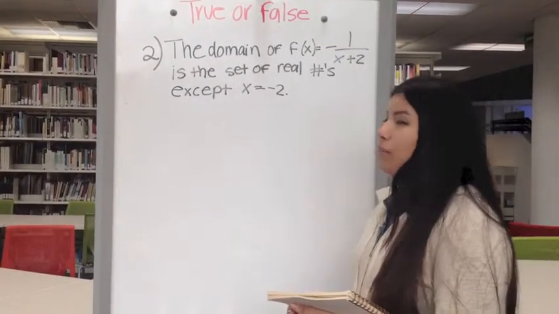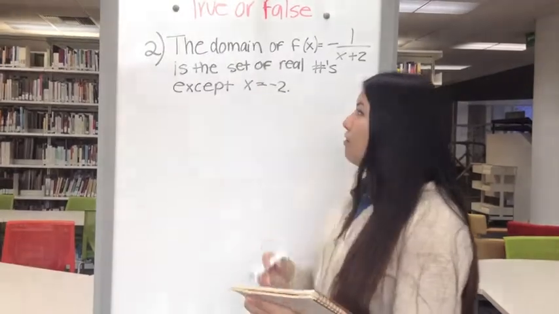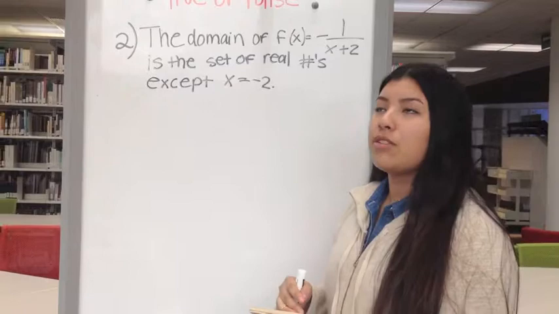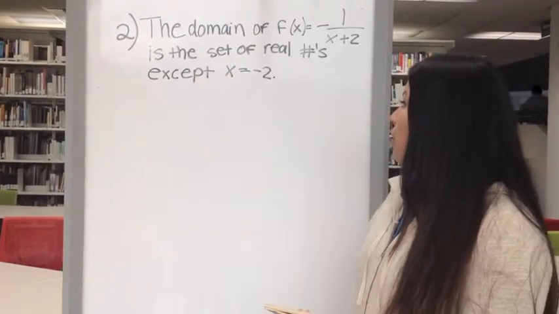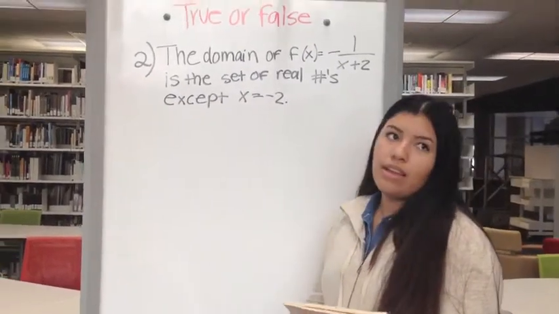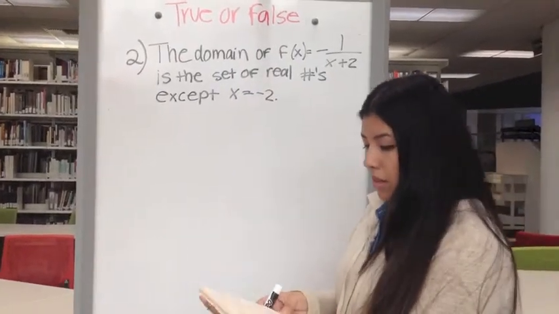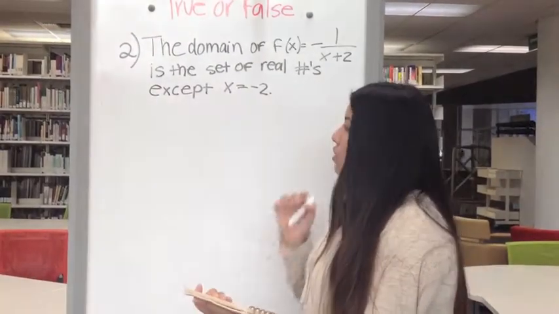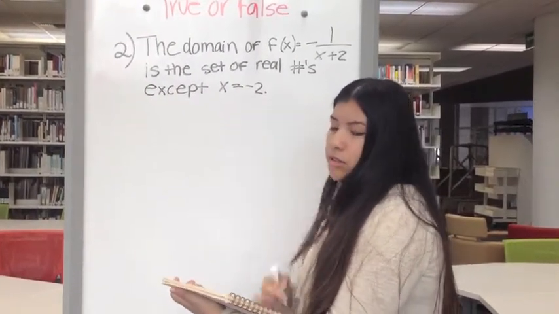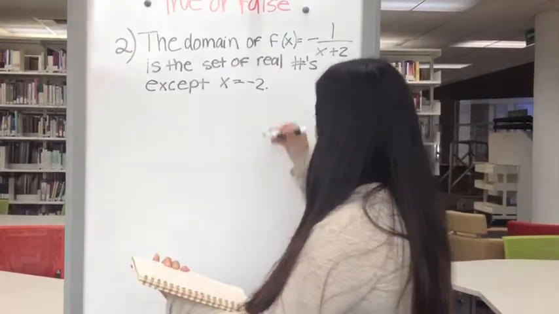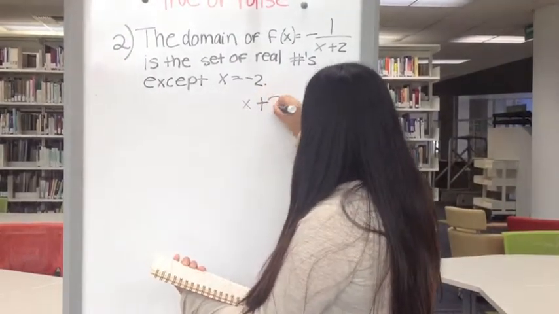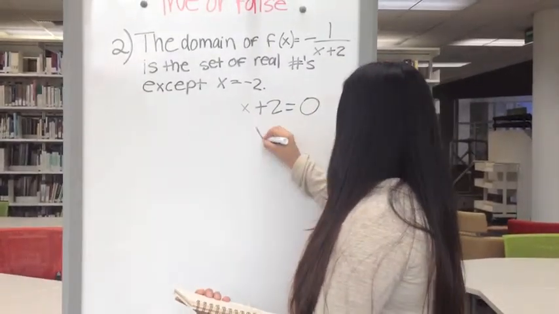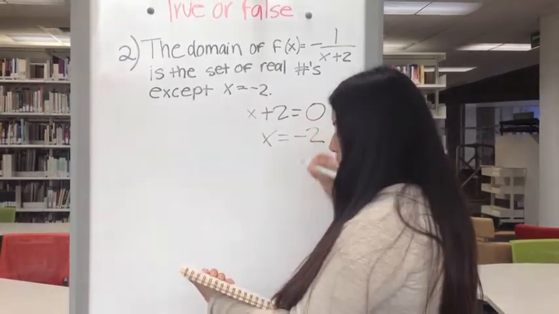Okay, so in the problem of true or false, number 2, we have the domain of f of x, negative 1 over x plus 2, is the set of real numbers except for x equals negative 2. To prove that the problem is true or false, we need to know which is the hole, and to get the hole, you need to write x plus 2 equals 0, and this gives you x equals negative 2.